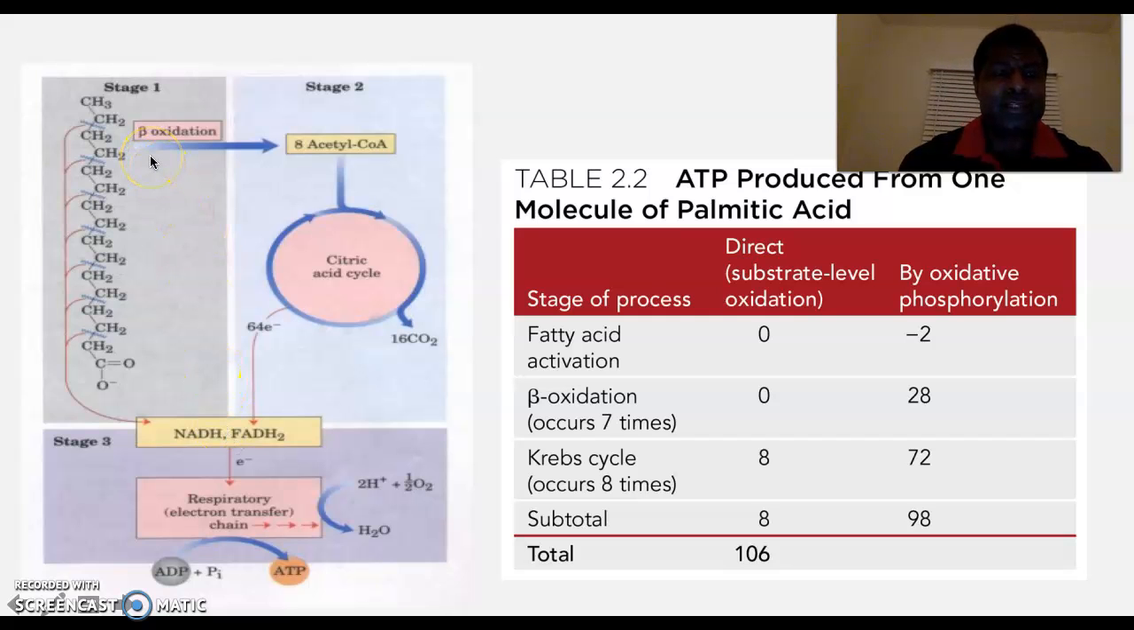And beta oxidation, once again, nothing comes from that directly, but that carbon chain will determine how many acetyl-CoA are formed, and we'll go through the Krebs cycle to create ATP.